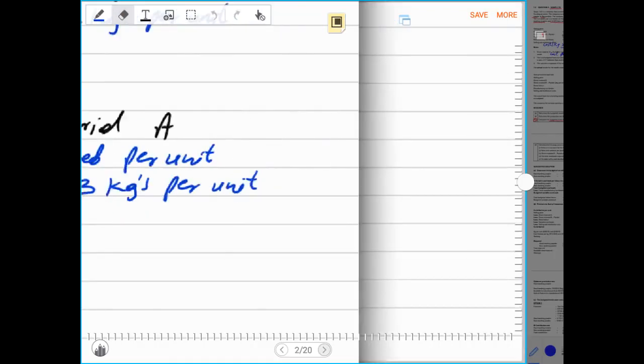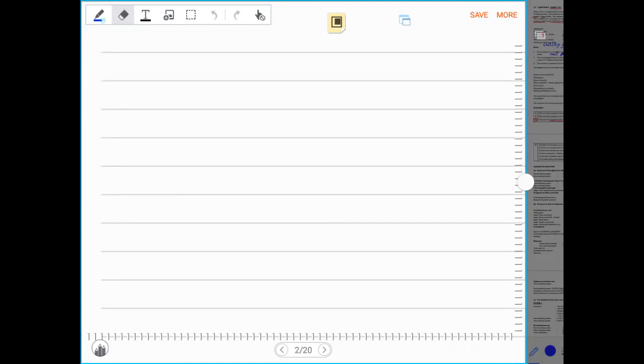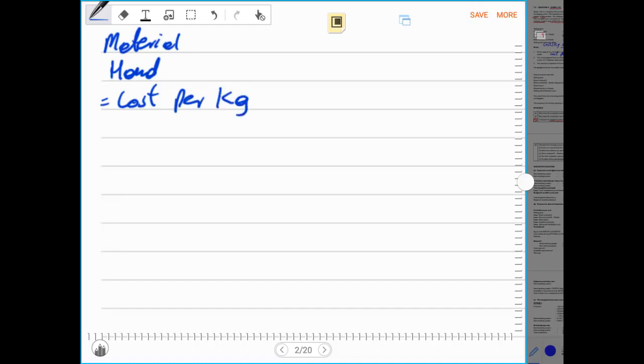Let me just go to the new page. Material B, still under number 1. Under material B, we still have the same product hand, and we are calculating cost per kg of material B, and the cost per kg for material B will be equal to 10 rand divided by 2 kgs per unit, and this will give us 5 rand per kg, as I have shown in the calculations.